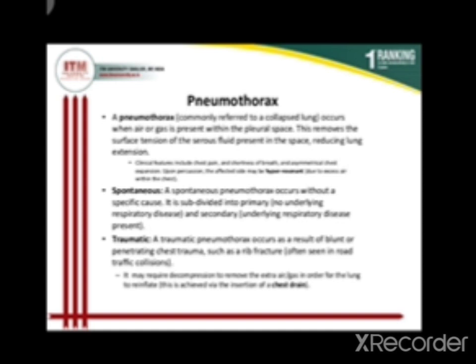In traumatic pneumothorax, it occurs as a result of blunt or penetrating chest trauma such as rib fracture, often seen on road collisions. Okay, so if there is some blunt or penetrating chest trauma, as I told you, such as rib fracture, it may cause the entry of air inside the pleural cavity. So it may require decompression to remove the extra air or gas in order for the lung to reinflate. This is achieved via the insertion of a chest drain. Fine. So this is about the pneumothorax.